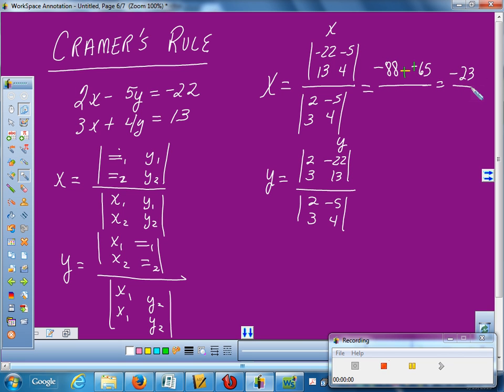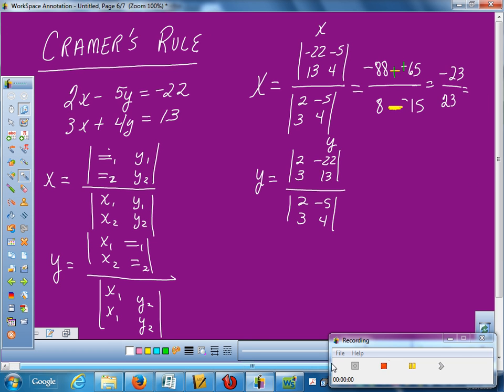Okay, bottom. What are you going to get? 2 times 4 is 8. And I'm going to subtract, and then a negative 15, and so 8 plus 15 would actually be positive 23. And what's negative 23 divided by positive 23? That is a negative 1. And there's my answer for x. X is negative 1.